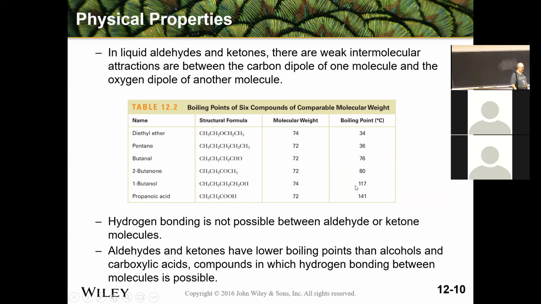1-butanol has a considerably higher boiling point, 117, and then propanoic acid has a considerably higher boiling point. The carboxylic acid has one site that can act as a hydrogen bond donor and acceptor, and another site that can act as an acceptor. So you have strong hydrogen bonding in carboxylic acids.